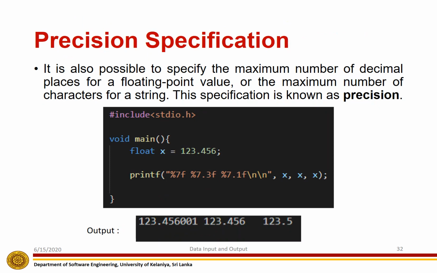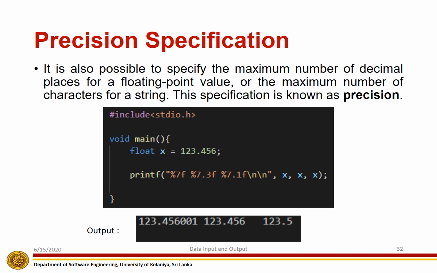Then the next feature is precision specification. It is also possible to specify the maximum number of decimal places for a floating point value or the maximum number of characters for a string. This specification is known as precision. The precision is an unsigned integer that is always preceded by a decimal point. If a minimum field width is specified in addition to the precision, then the precision specification follows the field width specification. Both of these integer specifications precede the conversion characters.